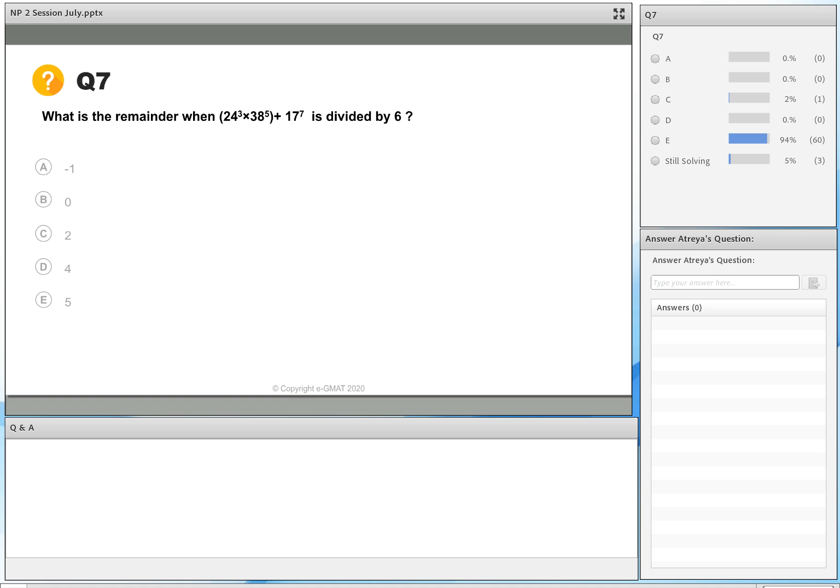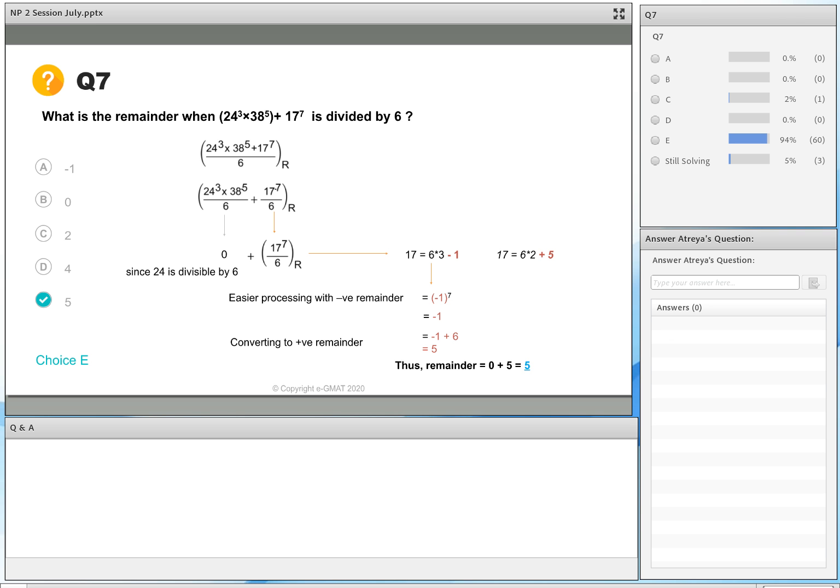So what do we have over here? What is the remainder when 24 to the power 3 times 38 to the power 5 plus 17 to the power 7 is divided by 6? So that's what I have over here, right? So again, bring in the exponent after you've calculated the individual remainders. That's what we are going to follow over here. So 24 times 38. Again, I need to calculate the remainder for 24 and then 38. When I calculate the remainder for 24, I get a 0. So the entire first part yields me a remainder equal to 0.